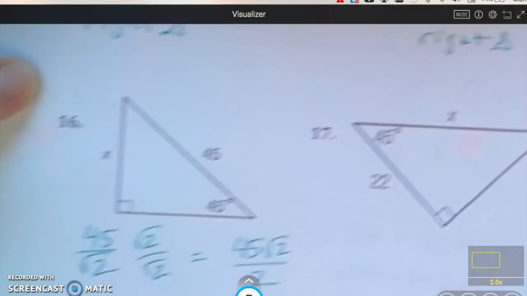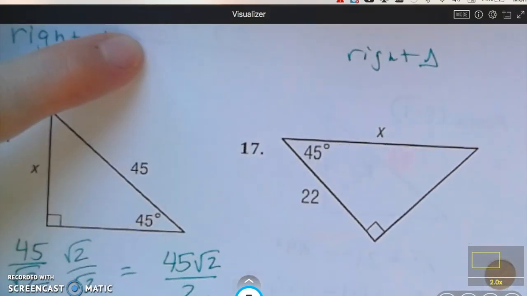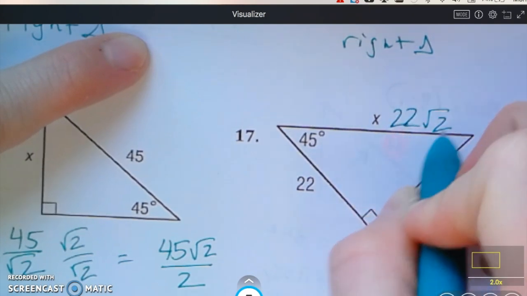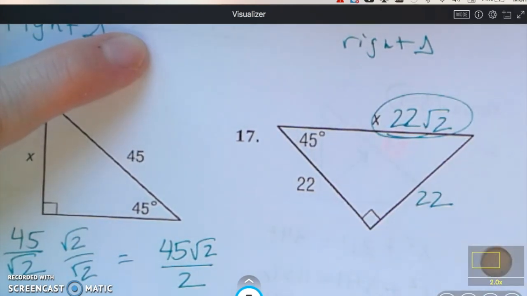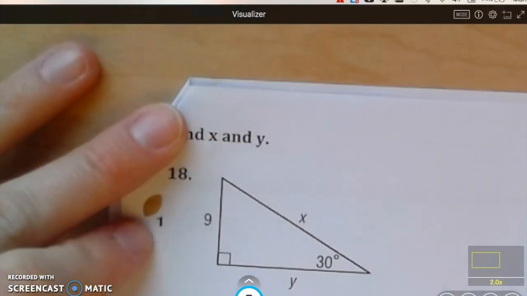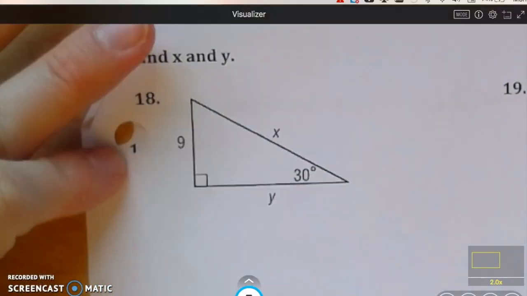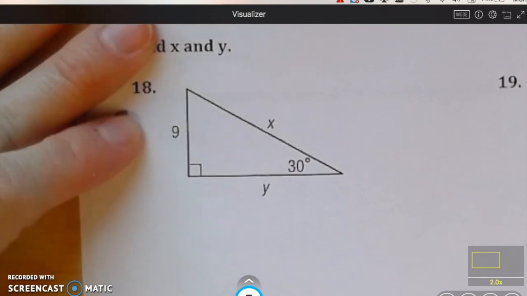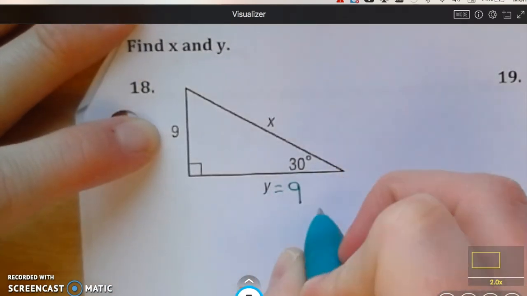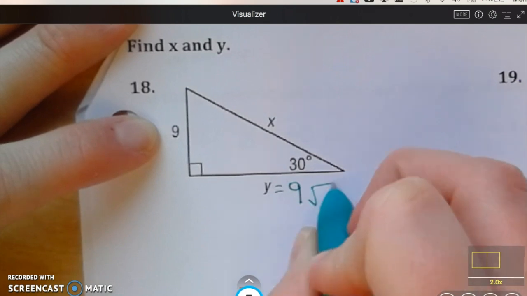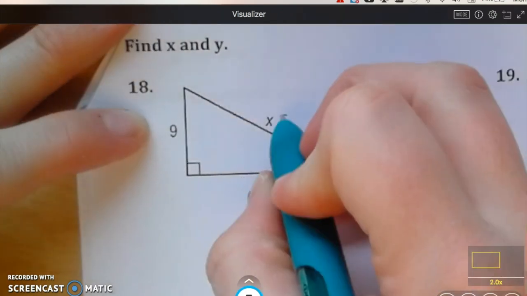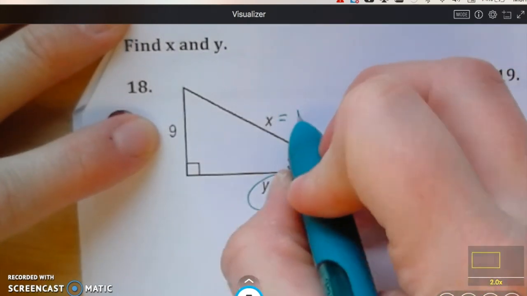17. Another 45, 45, 90. Both of the legs are 22. Hypotenuse would be 22 square root of 2. 18. 30, 60, 90. So all three lengths will be different. I have my short leg here. To find my long leg for y, I'm taking my short leg and multiplying it by the square root of 3. To find my hypotenuse, I take the short leg and multiply it by 2, so I get 18.